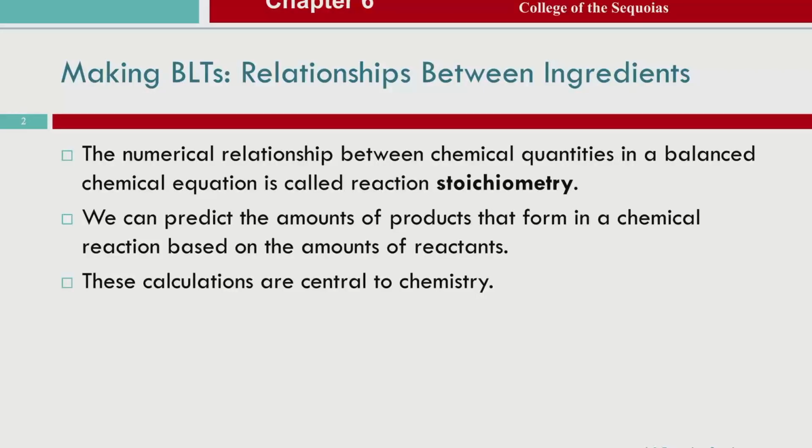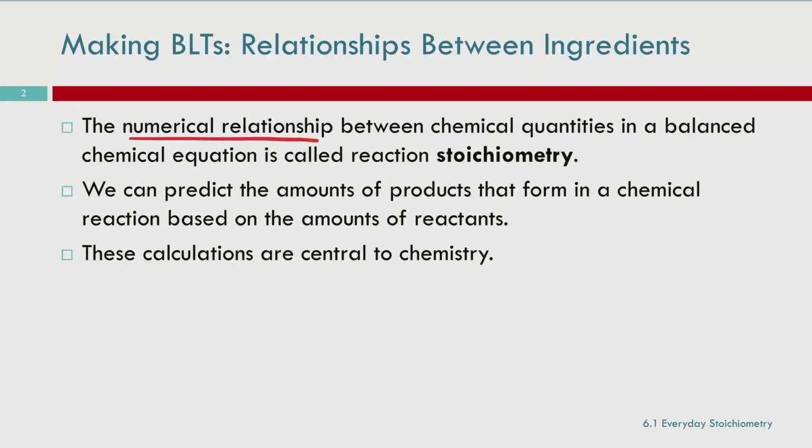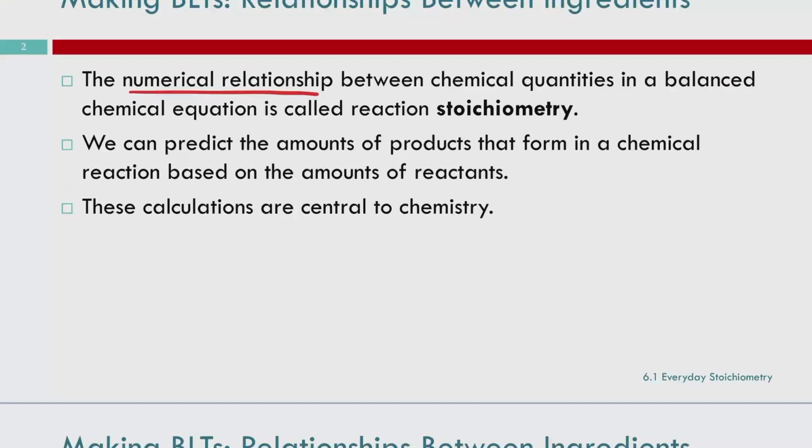All stoichiometry is looking at the numerical relationship between our chemicals. So how many of each chemical do we put in? How many of each chemical do we get out? So it's just talking about balanced chemical equations. We're just looking at what the coefficients are, what the numbers in front are. And it's a lot like making BLTs or other sandwiches.